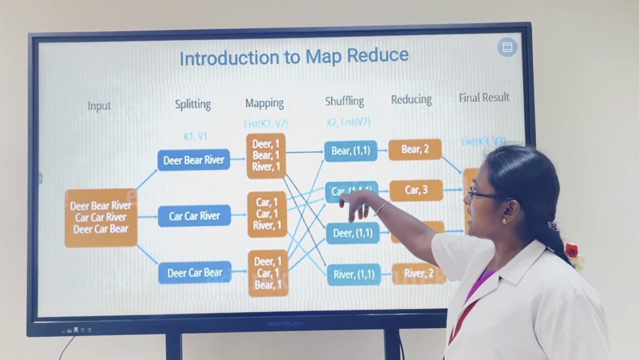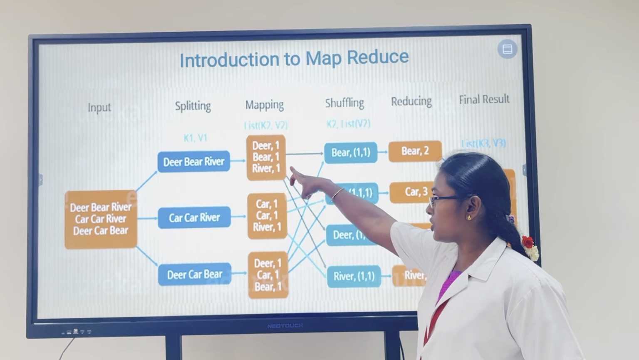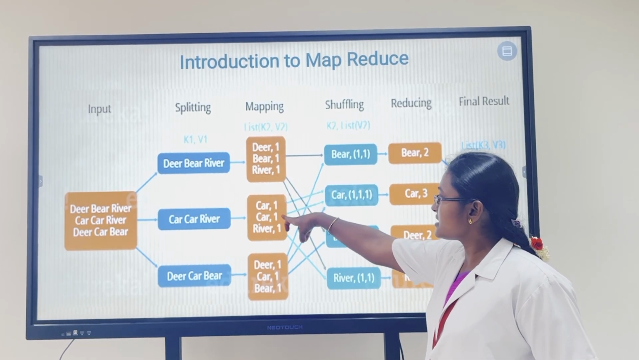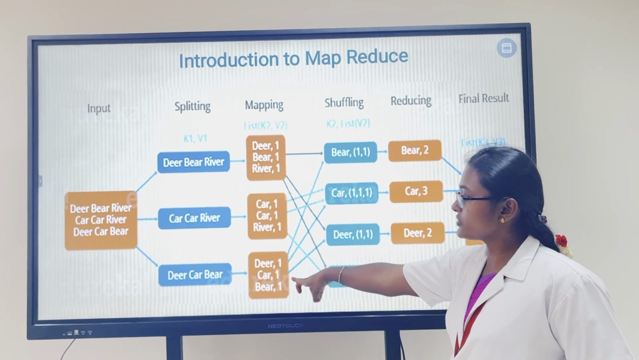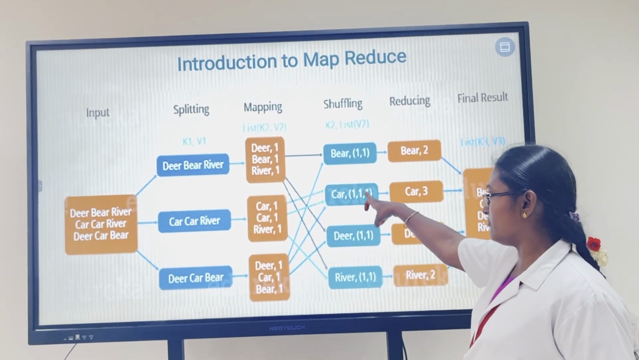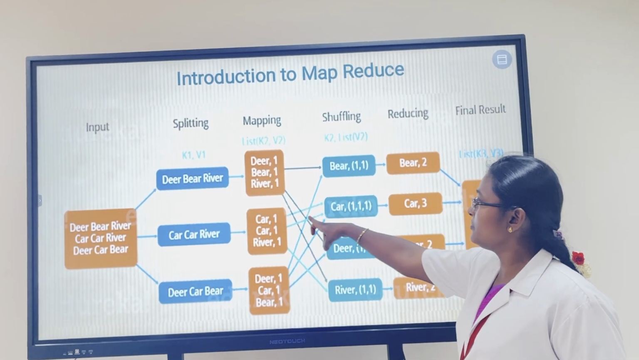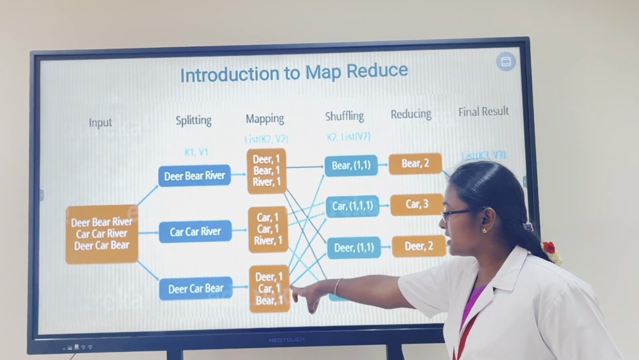So next one is car. In the first sentence there is no car. In the second sentence it is repeated 2 times. So car of 1, 1. And again in the third sentence we have car also. So car of 1, 1, 1. That is from the second sentence 2 times, third sentence 1 time.